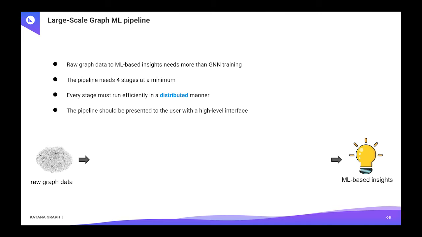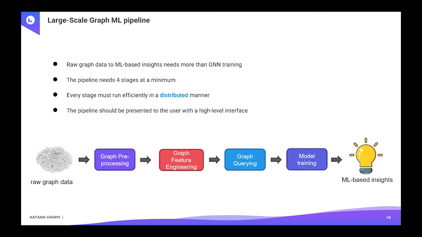We believe that practical large-scale graph machine learning needs all the components I talked about. Essentially, the pipeline should be graph data centric. The system should be concerned not only with GNN training, but also with graph data manipulation and analytics. The pipeline should contain at least 4 stages. The first stage is the graph preprocessing stage. So it partitions the graph and may rewire the graph if necessary.